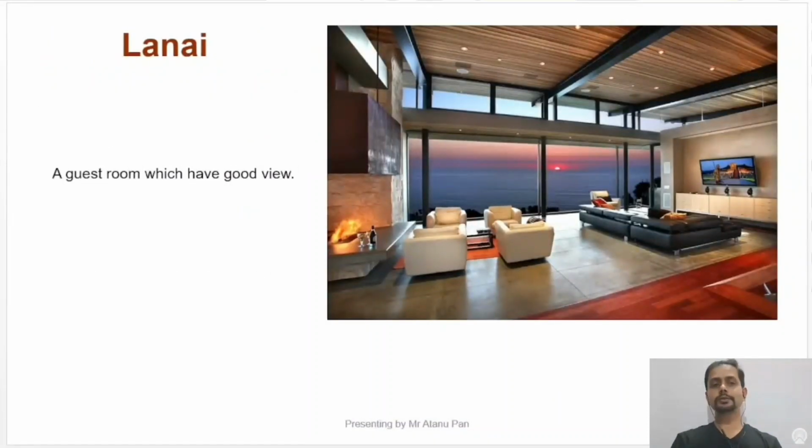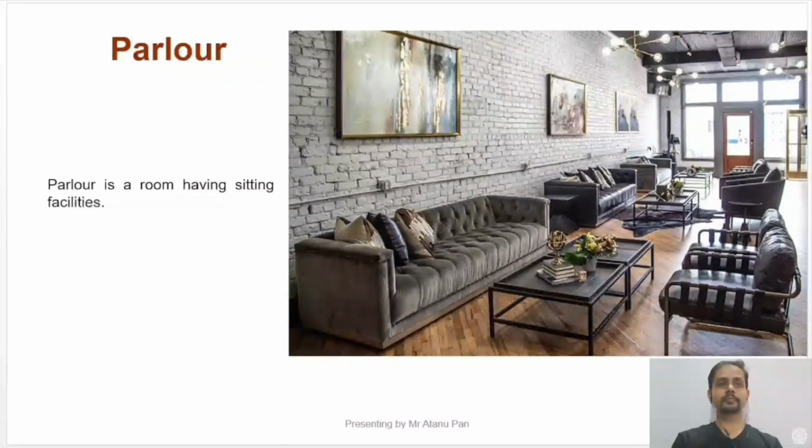Next is the lanai. From the picture you can understand it has a good view. So basically a room which has a good view is called a lanai. Next, we have a parlor. A parlor is a room having sitting facilities. Basically, you can see in our house we have a drawing room, or we can say a living room, where we sit and can relax. So a living room is called a parlor. The parlor is a room which has a sitting facility.